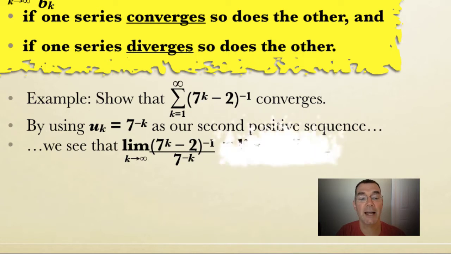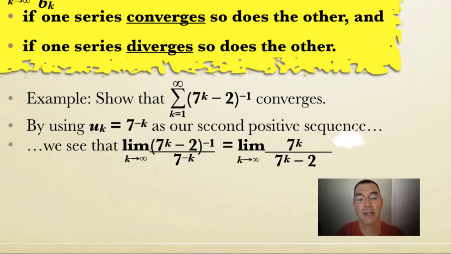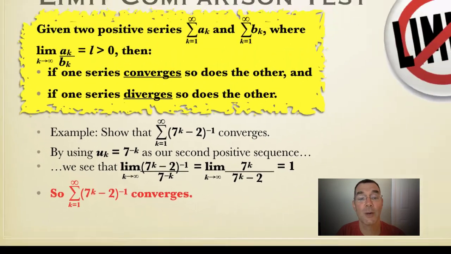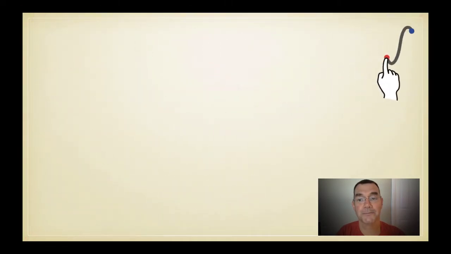So if I divide those and take the limit as k goes to infinity, then I've got 7^k over 7^k - 2 once I get rid of those negative exponents, and that converges to 1, which is bigger than 0. So (7^k - 2)^(-1) converges as well. Since 7^(-k) converged, then the one I was given converged as well.